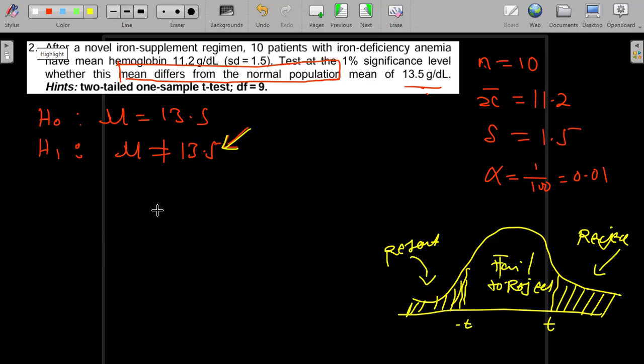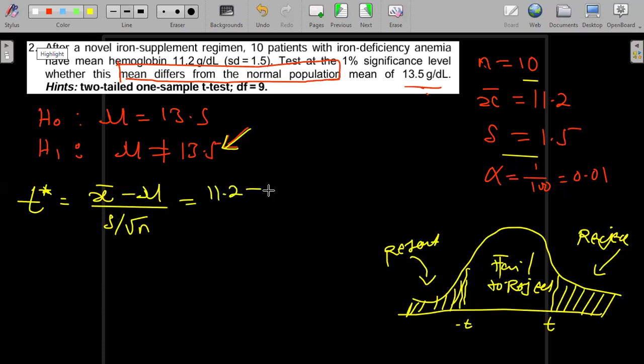All right, so what is the t statistic? The sample size is small. We don't know the population standard deviation. We're using the t statistic. So t calculated is equal to the sample mean minus the population mean, divided by the standard deviation over the square root of n. The sample mean is 11.2 minus the population mean 13.5, divided by the standard deviation 1.5 over the square root of the sample size.